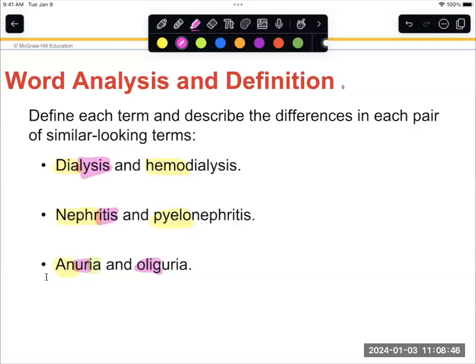We have other words. Hematuria. Heme means blood in the urine. Nocturia. I should add the T in there correctly. Excessive urine production at night. Dysuria. Difficulty or pain with urination.